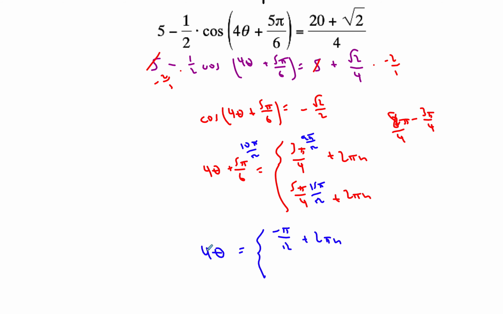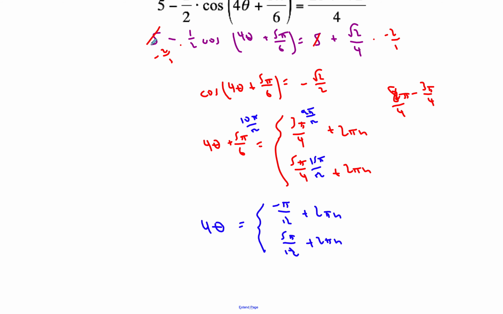And remember, I still haven't gotten rid of the 4. 15 pi over 12 minus 10 pi over 12, get that right, is going to be 5 pi over 12. Okay? It's okay that this is negative, just leave it alone. Almost there. Last step, divide by 4. What do we divide by 4? Everything. So that means theta is going to equal negative pi over 12 divided by 4, which is negative pi over 48, plus 2 over 4 is 1/2, or pi over 2 n.